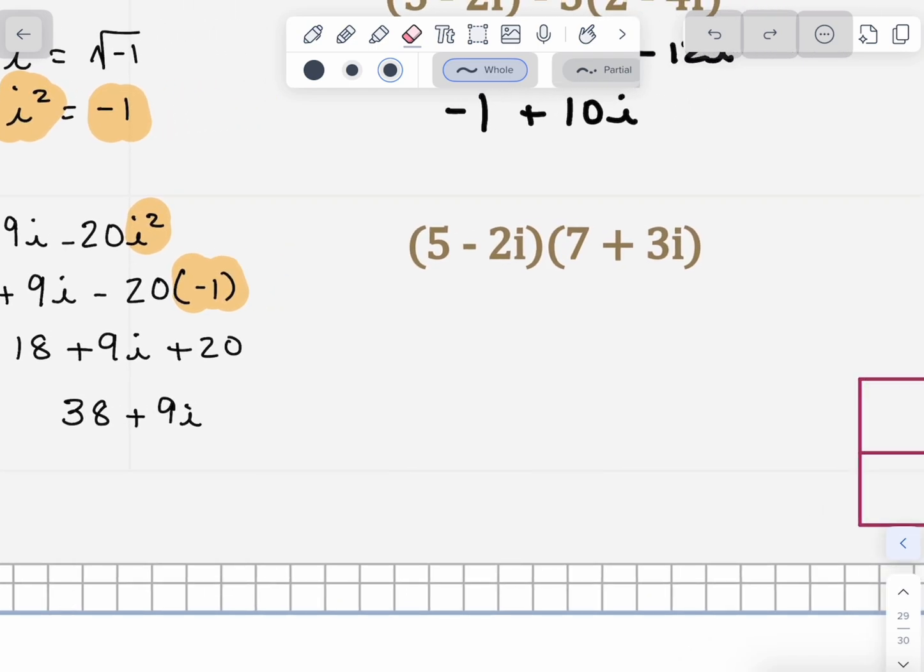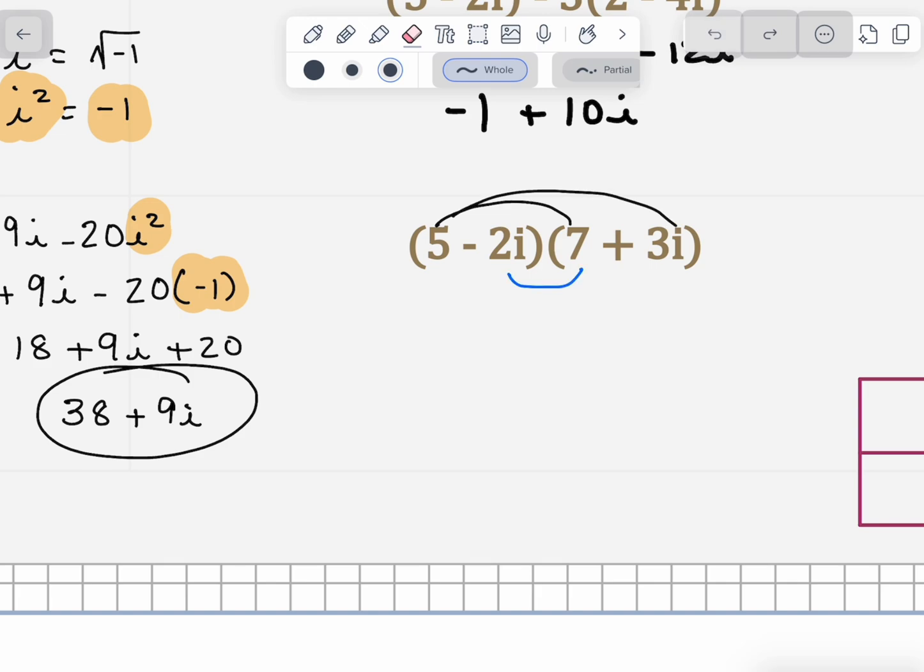Then here, we're going to double distribute this one instead of doing the area model, just so you can see both methods. 5 times 7 is 35. 5 times 3i is 15i. Negative 2i times 7, and negative 2i times 3i. So we have 35 plus 15i minus 14i minus 6i squared.